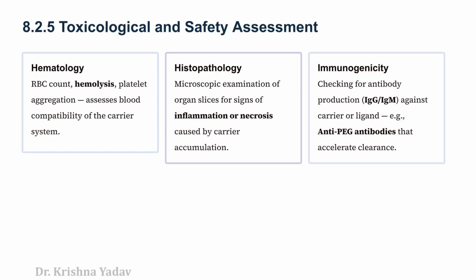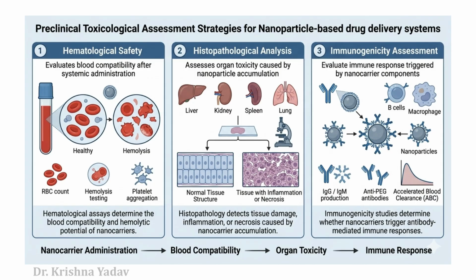This includes hematology to check blood compatibility, histopathology to examine organs for inflammation, and immunogenicity testing for antibody production against the carrier system. This concluding slide visually outlines the three key safety assessments: hematology, histopathology, and immunogenicity, confirming the safety profile of the targeted drug delivery system.